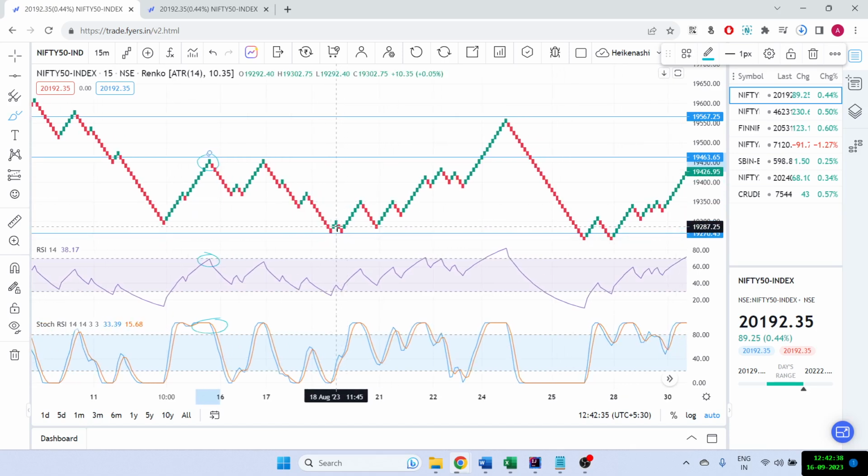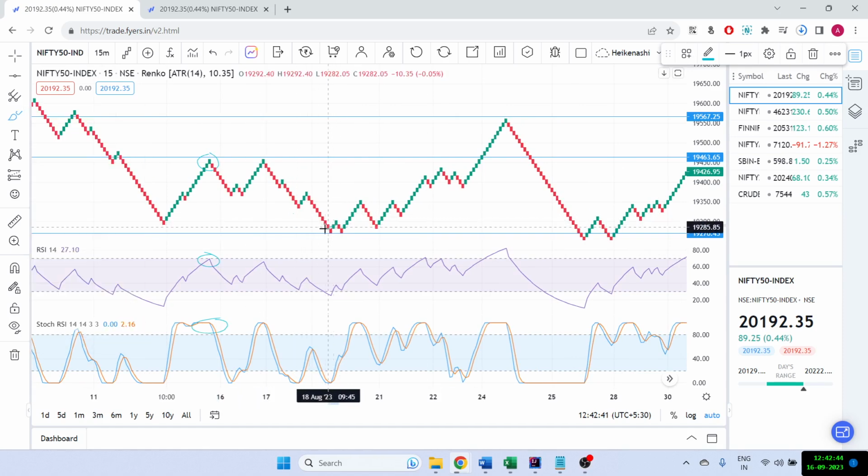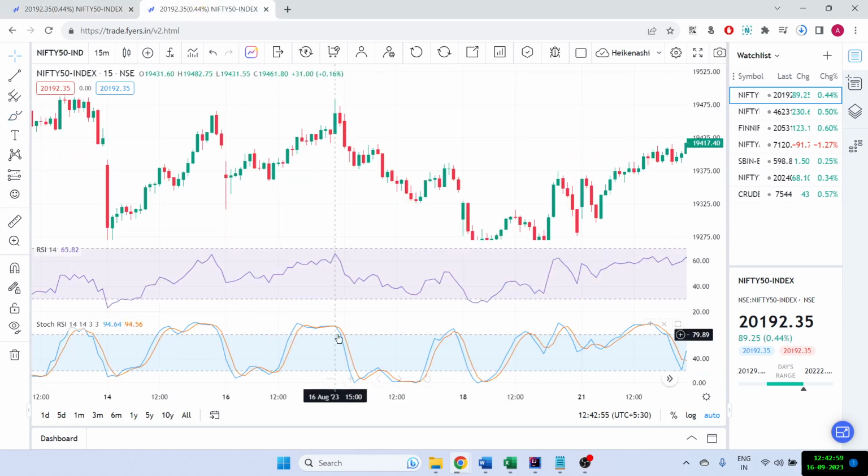Let's see here, right? We are now at the bottom and I'm looking for a reversal trade again. Do we have a trade happening? Yes, we do, right? Because at this point of time, we can see that both RSI and the stochastics RSI are giving me my trade. So I will wait for a green candle, which is here at 18th August 11:30. So let me go to 18th August 11:30.